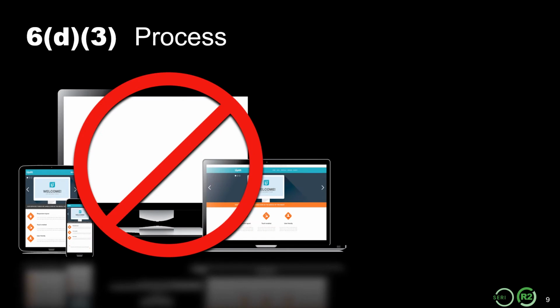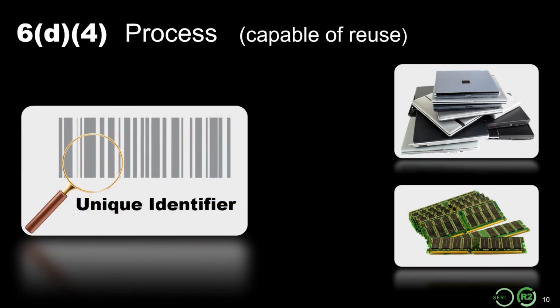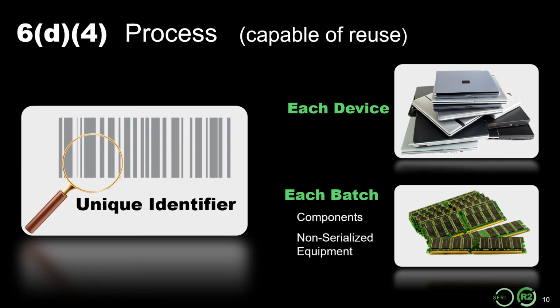An important note about reuse. An R2 facility may not reuse, sell, or donate any equipment or components if reuse is prohibited in writing by the supplier. For all items evaluated as capable of reuse, the R2 facility must either assign a unique identifier to each piece of whole equipment or assign a batch identifier to non-serialized equipment and to components such as RAM sticks or AC adapters.